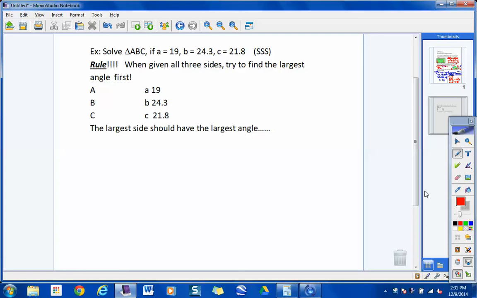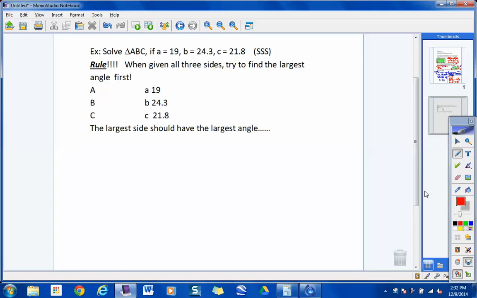The two settings that you'll always use for law of cosines: you have a side angle side setting, or you have a side, side, side setting. That's how you know when to use law of cosines. In this one there's a rule. It says when given all three sides, try to find the largest angle first. I don't care which angle you find. It makes no difference which angle you find. Once you find an angle, you should be good to go. I understand why they're saying find the largest angle first, and we're going to kind of follow this.